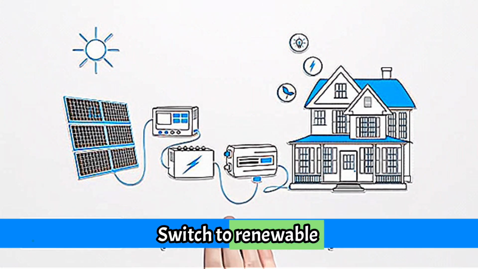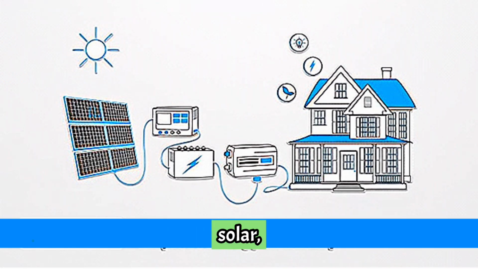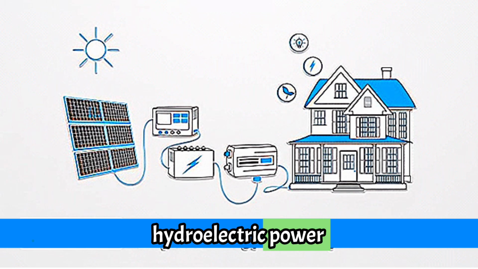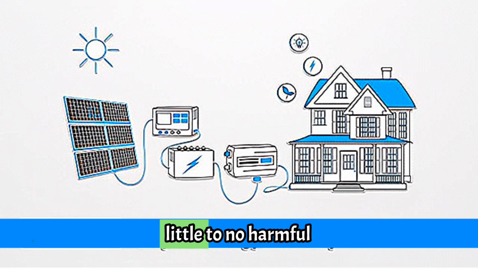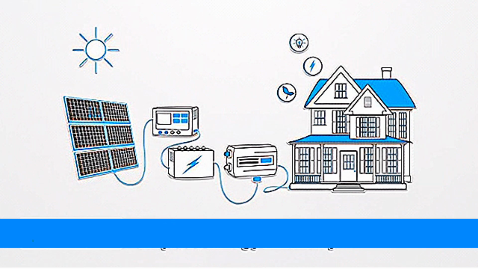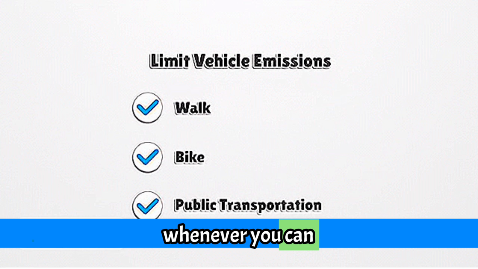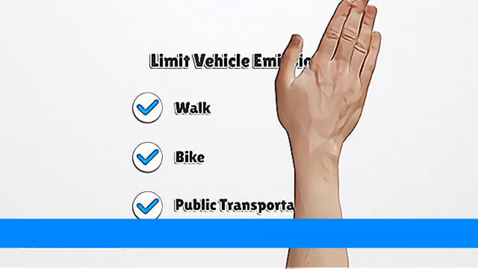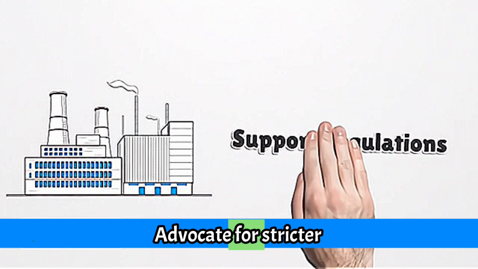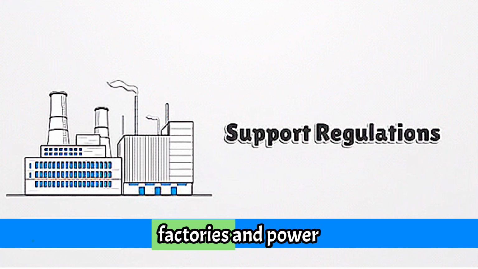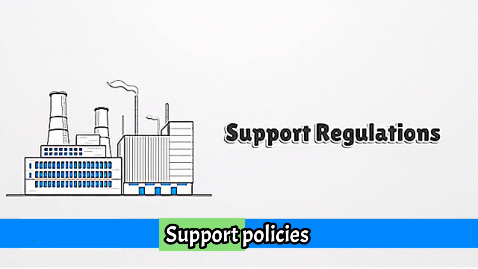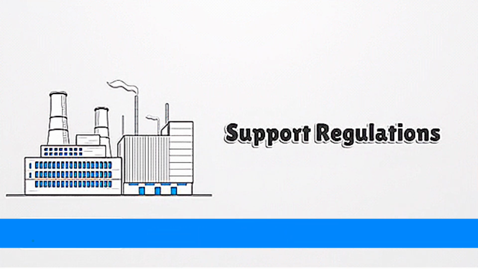Switch to renewable energy sources, like solar, wind, and hydroelectric power. These options produce little to no harmful emissions. Walk, bike, or use public transportation whenever you can. Advocate for stricter laws on emissions from factories and power plants. Support policies promoting clean air.